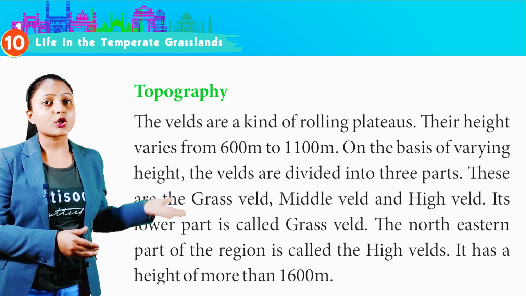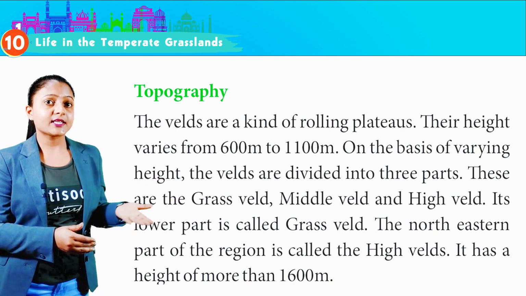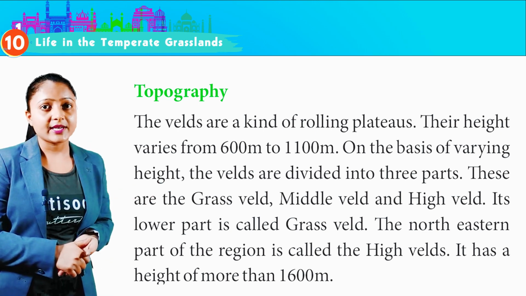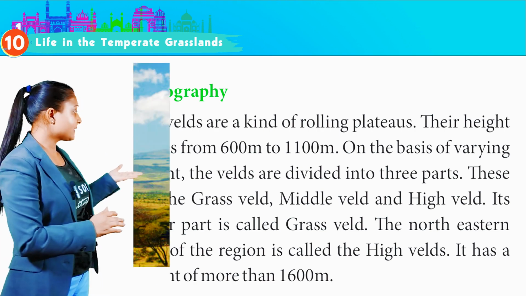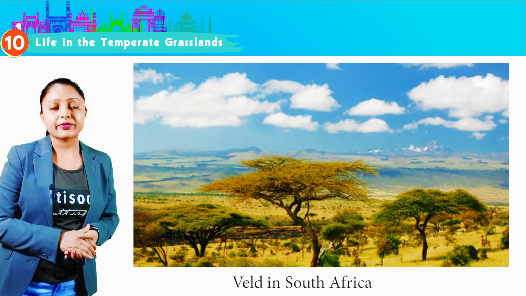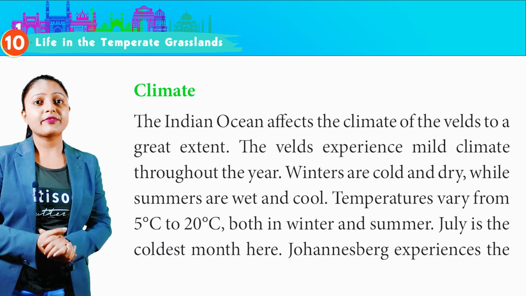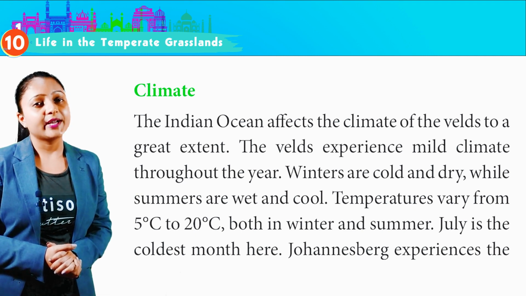Its lower part is called grass veld. The northeastern part of the region is called high velds. It has a height of more than 1600 meters. This is the image of veld in South Africa. Climate. The Indian Ocean affects the climate of the velds to great extent.